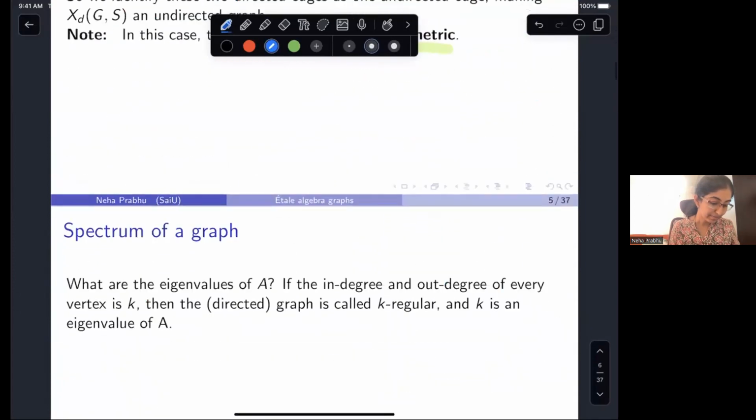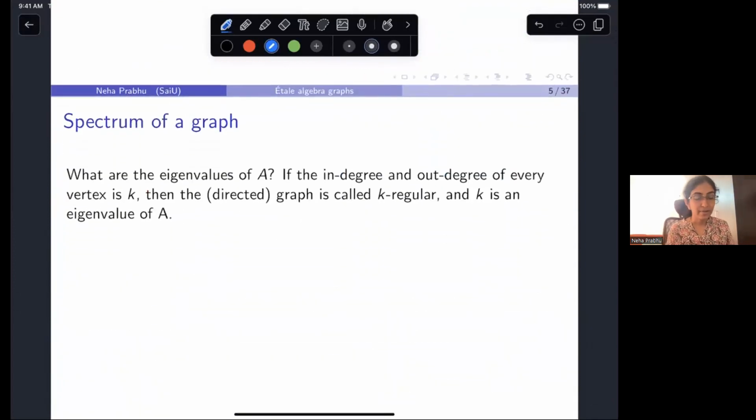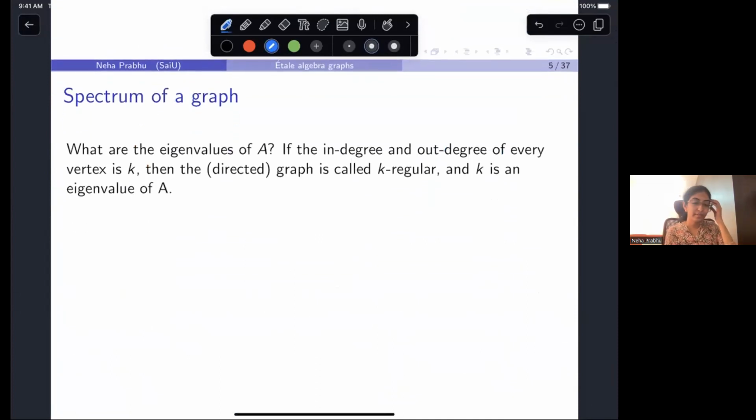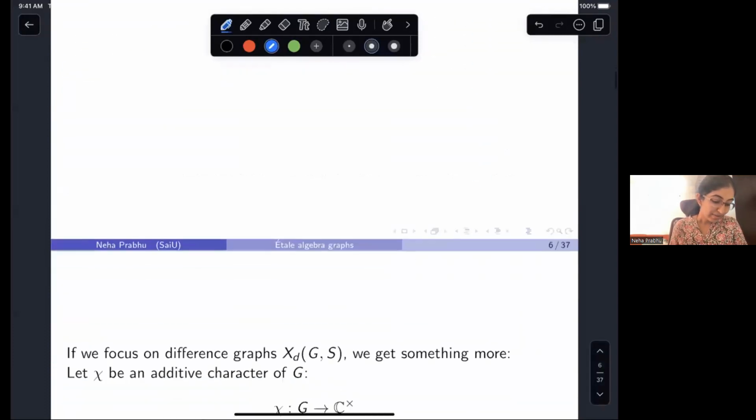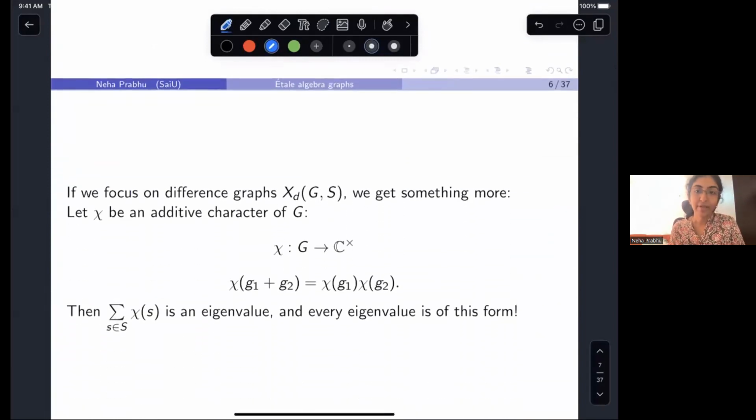Coming back to the spectrum. Now, in a regular graph, the degree K is always an eigenvalue. It depends on whether the graph is connected, but it's very easy to come up with the eigenvector. If it's a connected graph, it's the vector 1, 1, 1, 1, 1. You look at your adjacency matrix, it'll add up all the edges that are going out of it, and so that'll be the out degree, which is K. If we focus on difference graphs, we get something more.